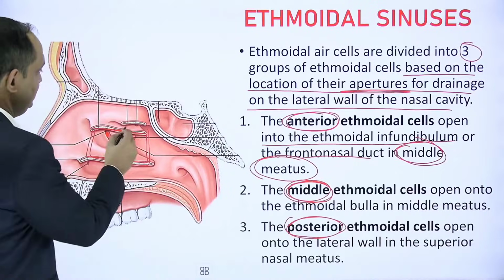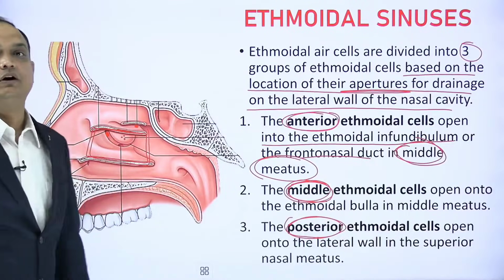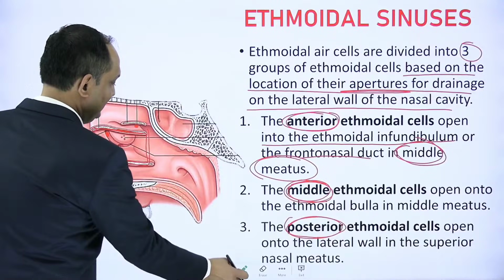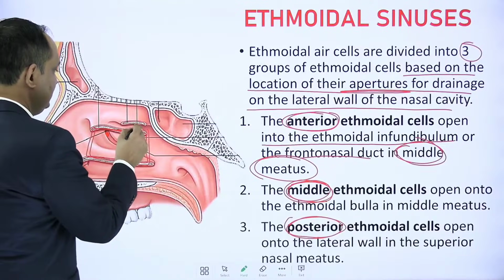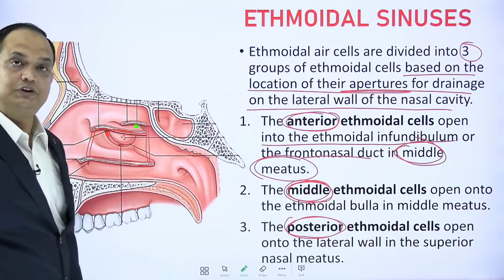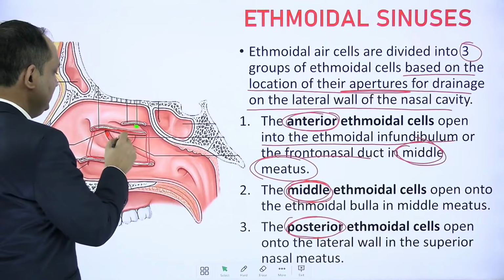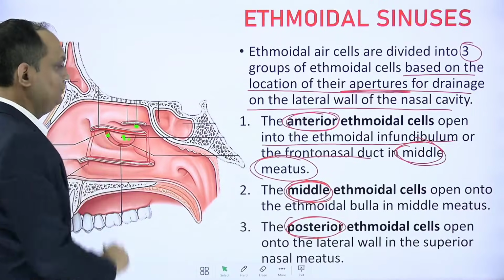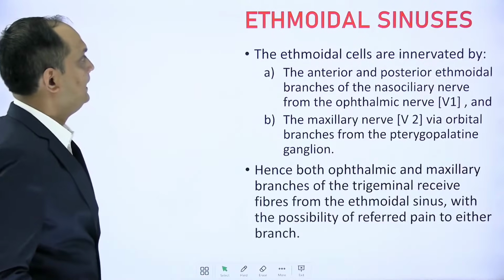So where is the superior meatus? This is the superior meatus, where you will have the opening of your posterior ethmoidal air sinus. When you see the lateral wall of the nose, there is a superior meatus which has the opening of your posterior ethmoidal sinus, and there is a middle meatus where, on the ethmoidal bulla, you have the opening of your middle sinus, and in the anterior part of the infundibulum you have the opening of the anterior ethmoidal sinus.